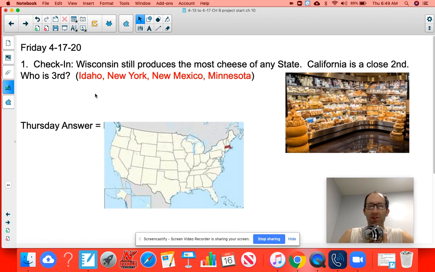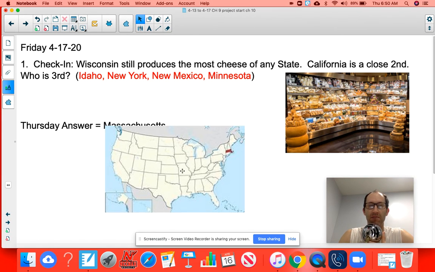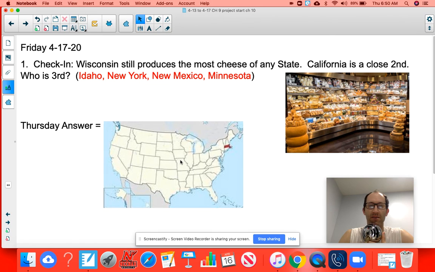Your check-in question on this day is: Wisconsin produces the most cheese of any state. California is a close second. Who is third? Idaho, New York, New Mexico, or Minnesota? Tuesday's answer you can see clearly in this little map, this little red guy here. If you said Massachusetts, you are correct.